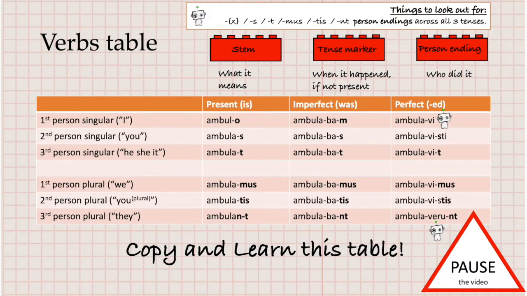Now then, when we get into the perfect tense, we've got the vi marker that it's perfect, that it's ed, walked. We've still got ambula because it's still walk, and then we've got the endings. So, ambulavi, I walked.